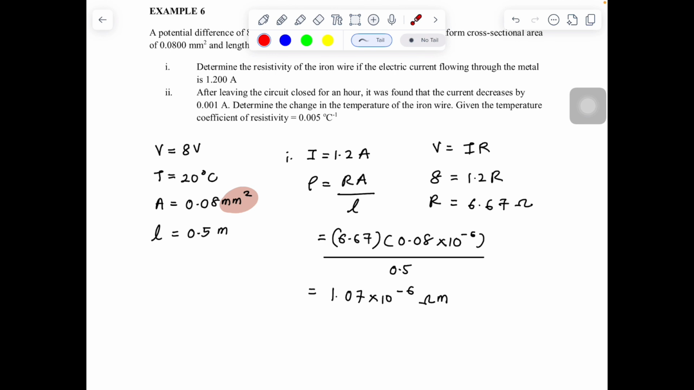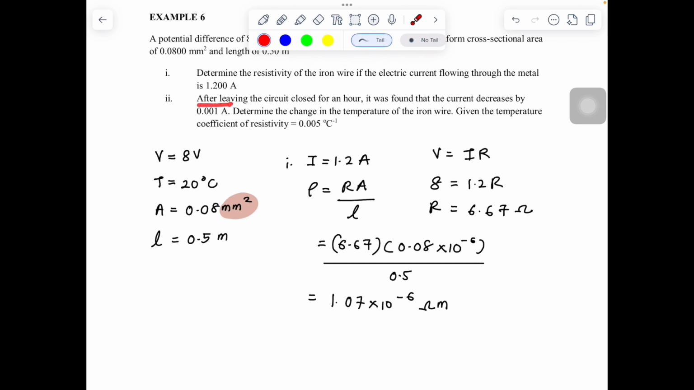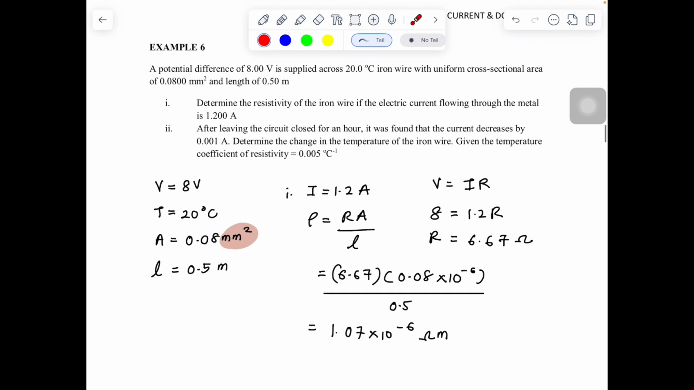Okay, next one. After leaving the circuit closed for an hour, it was found that the current decreases by 0.001 ampere. Determine the change in the temperature of the iron given that the temperature coefficient is 0.005. Okay, so the current is now decreased by 0.001. Okay, maksudnya current tu sudah berkurang sebanyak 0.001 daripada asal. Asalnya 1.2, dia kurang sebanyak ni, maksudnya kita kena tolak.